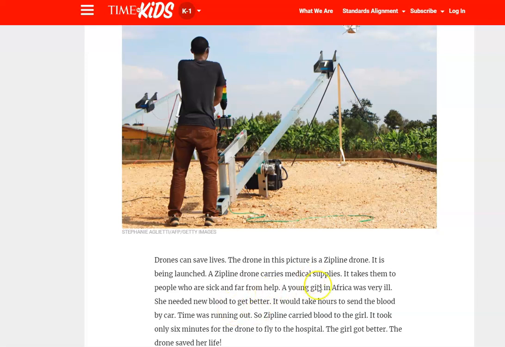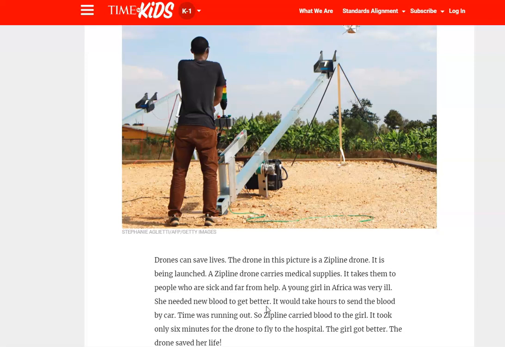Wow. Right here, readers, it says a young girl in Africa was very ill and she needed new blood to get better. When a drone was used to get the medicine to the sick girl, it got there fast. And the girl got better.